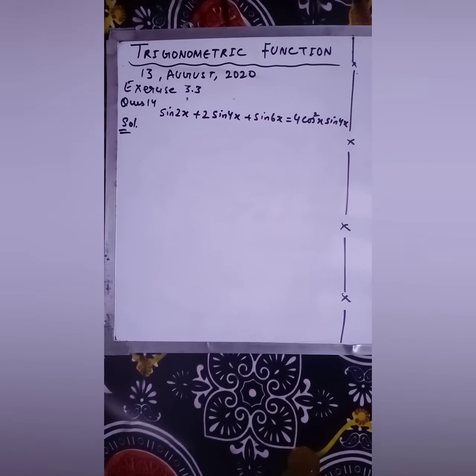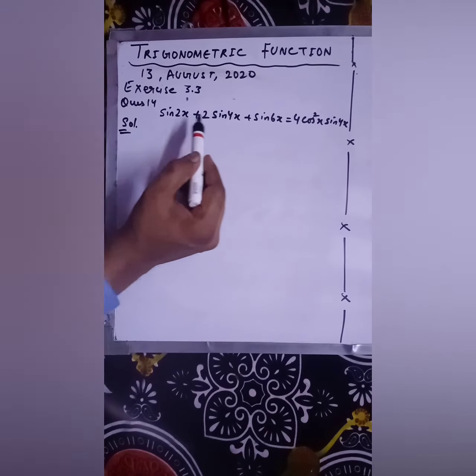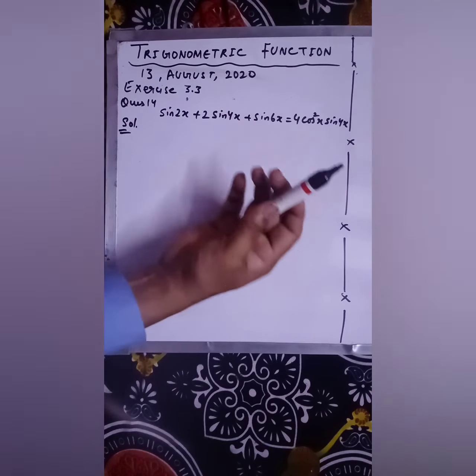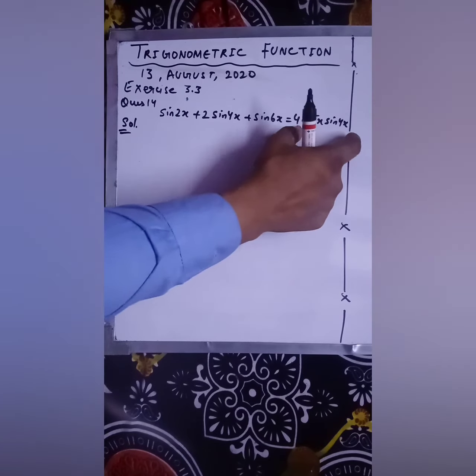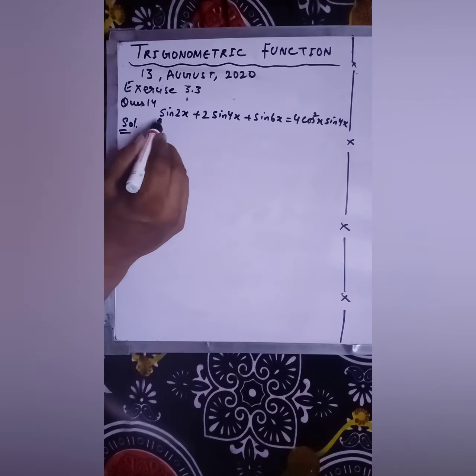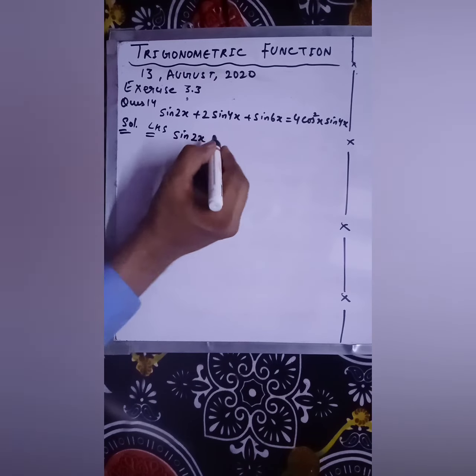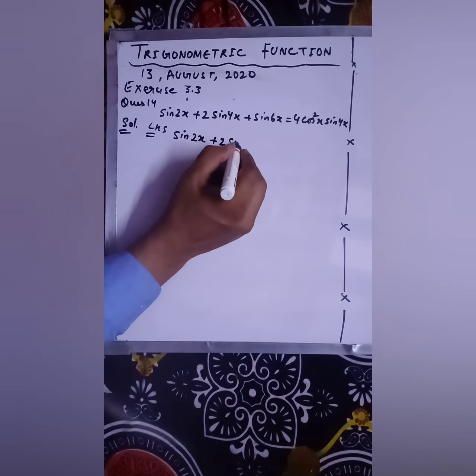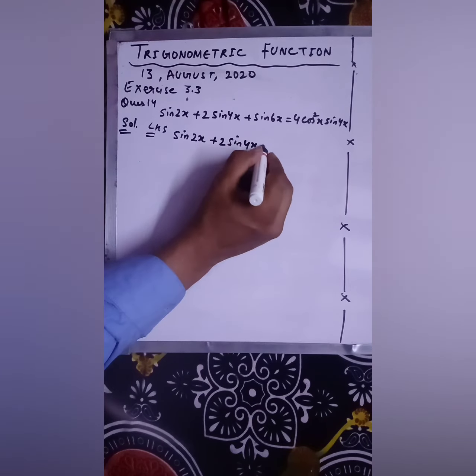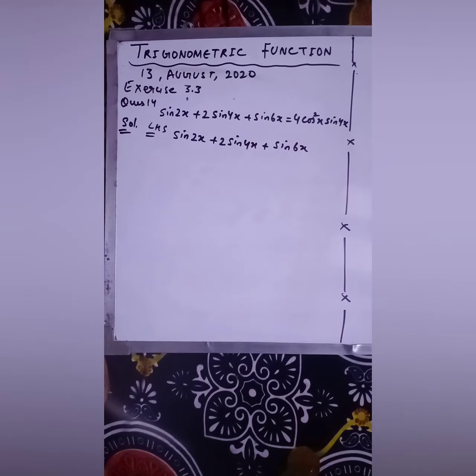Here I am solving your question number 14. This is given to us and we have to prove that the left hand side equals the right hand side. So I am taking the left hand side first. The left hand side is sine 2x plus 2 sine 4x plus sine 6x.